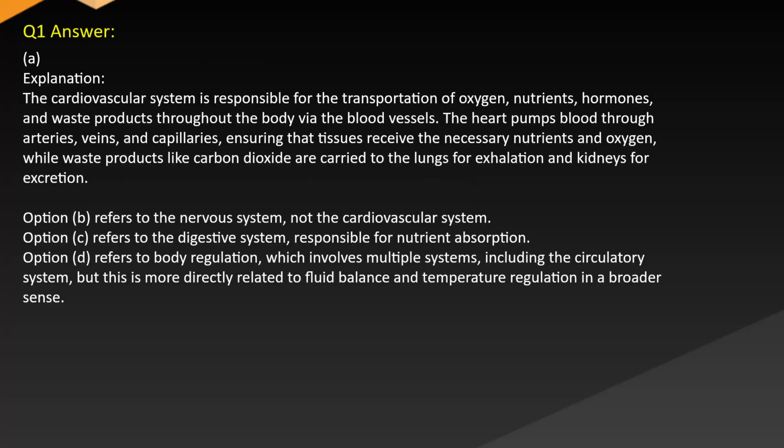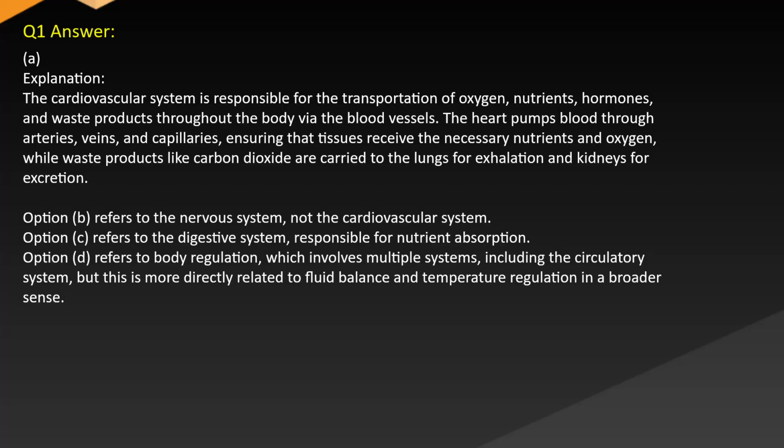Answer A. Explanation. The cardiovascular system is responsible for the transportation of oxygen, nutrients, hormones, and waste products throughout the body via the blood vessels. The heart pumps blood through arteries, veins, and capillaries, ensuring that tissues receive the necessary nutrients and oxygen, while waste products like carbon dioxide are carried to the lungs for exhalation and kidneys for excretion.